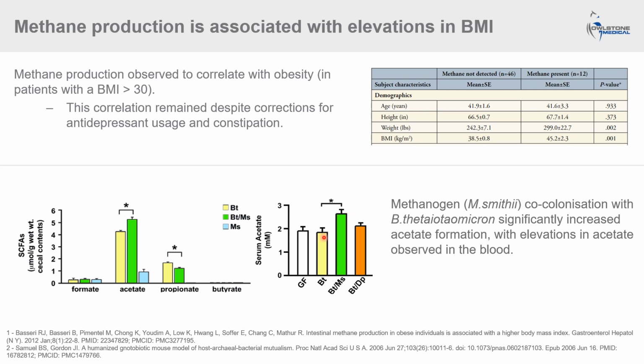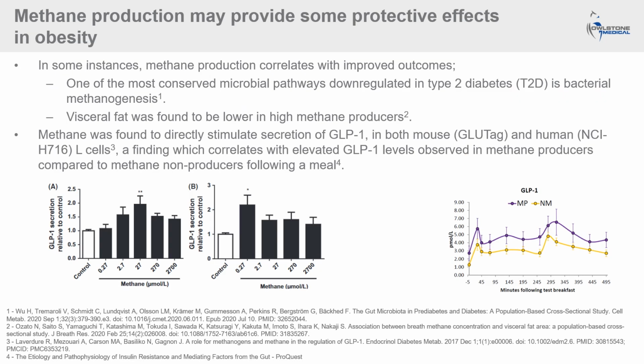Given that in an adult, around 10% of your calories in your diet come from short-chain fatty acids, it's reasonable to hypothesize that increased production and availability of short-chain fatty acids might lead to increased calorie availability for the host and increased BMI over time. So good indications that high methane correlates with high BMI. But this isn't necessarily always a negative thing.